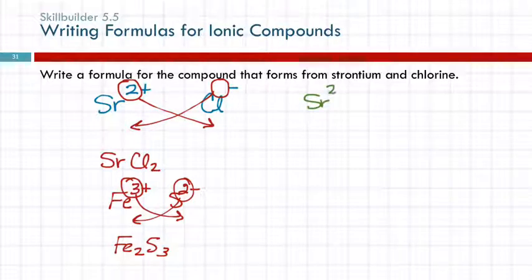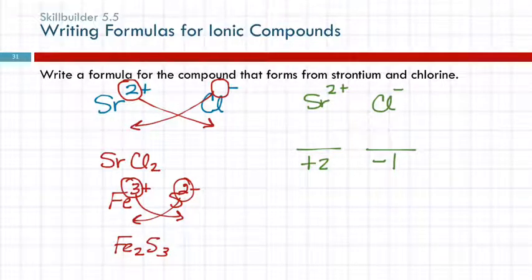So we've got strontium has a 2+ charge. Chlorine has a -1 charge. In the compound that these form, the charges are going to add up to 0. So if we have one of each of these, the total charge on this one is +2, and the total charge over here is -1. Do those add up to 0? No. We need +2 and -2.